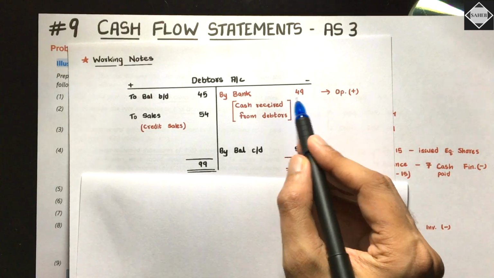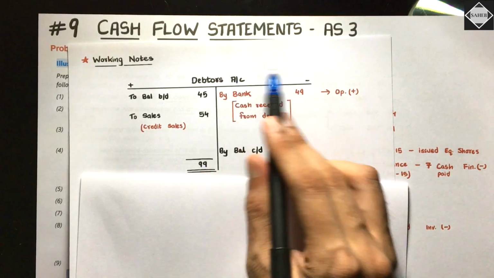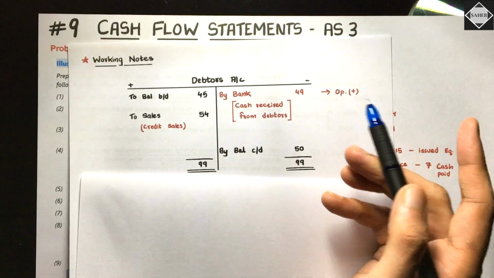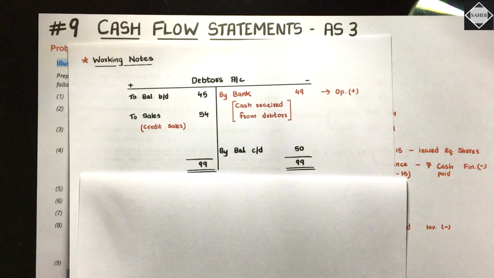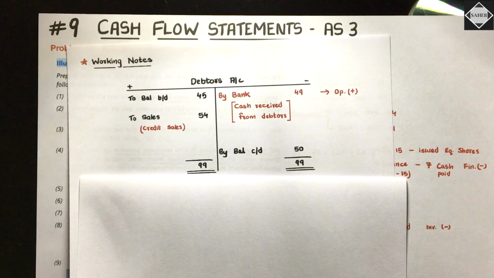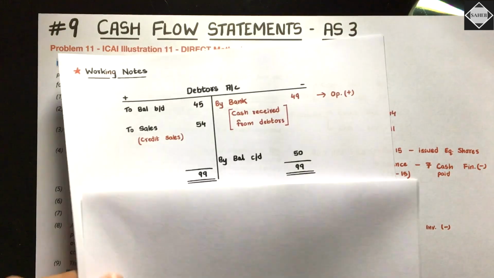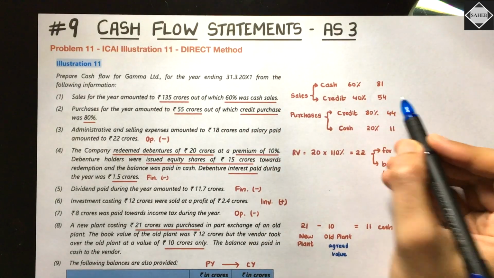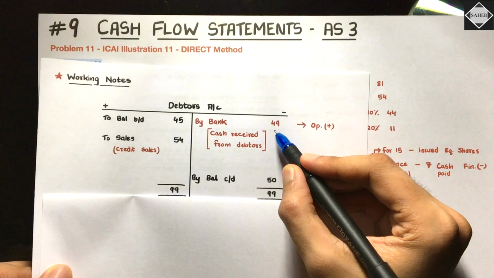This is the money that we have received from debtors. We have received 49 crores. Because of this, debtors decreases and we have got the money. Is it clear? That's how it is. So this will be added in operating activity. Yes, this is what you have to do. So you will not take this 54. You have to take this 49. Is it clear?